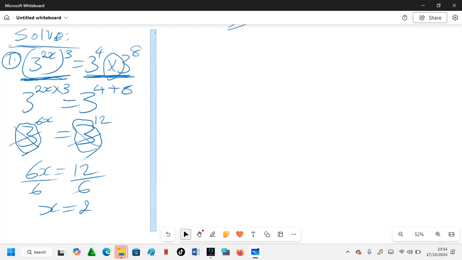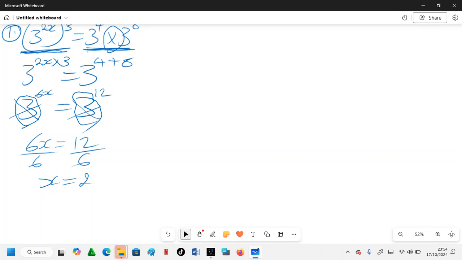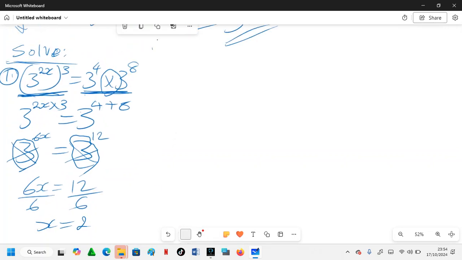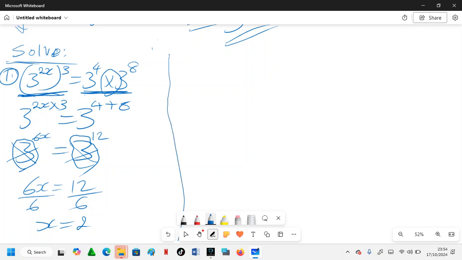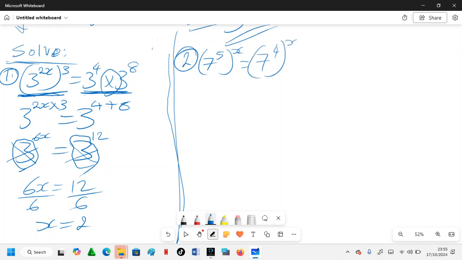Alright, let us look at another one. Let's look at another example. Let us solve 7 to power 5 to power x, it's equal to 7 to power 4 to power x divided by 7 to power 2.